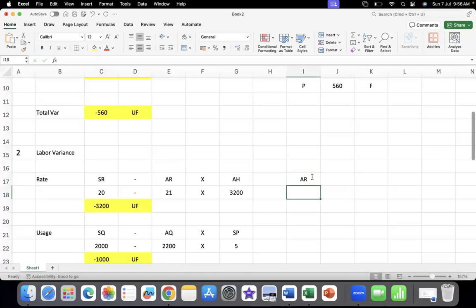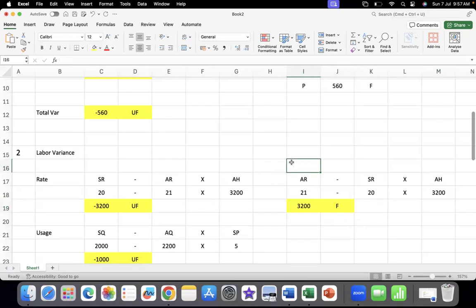this is going to happen now. The actual rate minus the standard rate, then you multiply it by the actual hours, right? The actual rate is 21 minus the standard rate, which is 20. Then you multiply it by the actual hours, which is 3200. Now what is going to happen? The answer which is going to come, this would be 3200 positive. And if you are just depending upon the sign of it, you will put this as favorable variance. And that is something which is going to be incorrect.